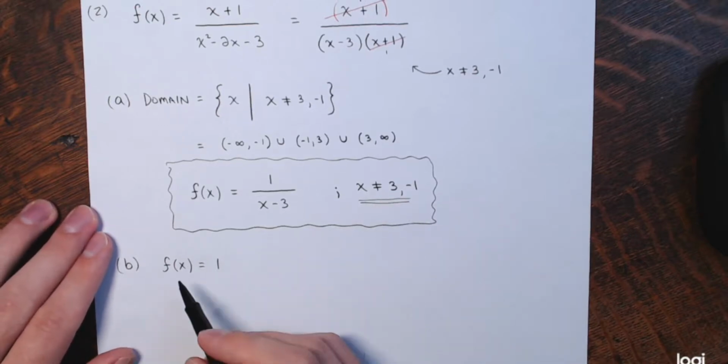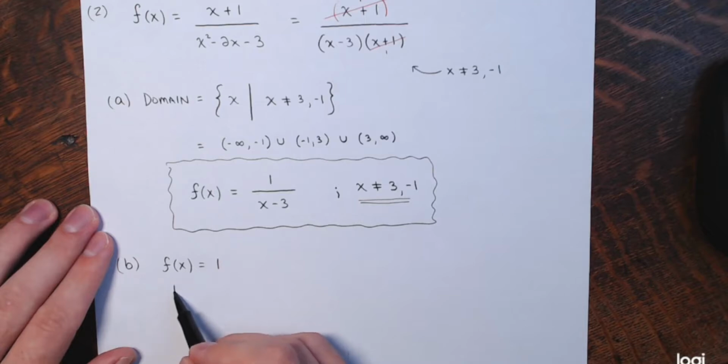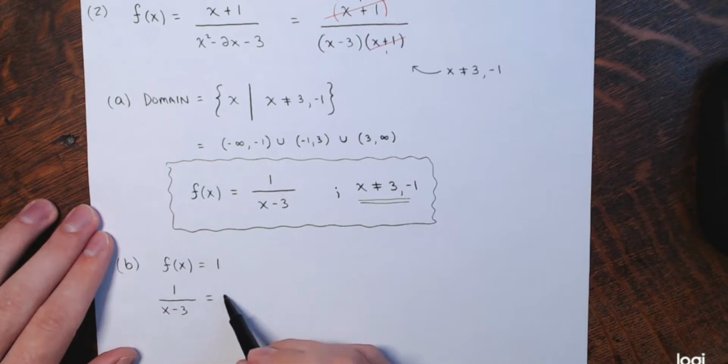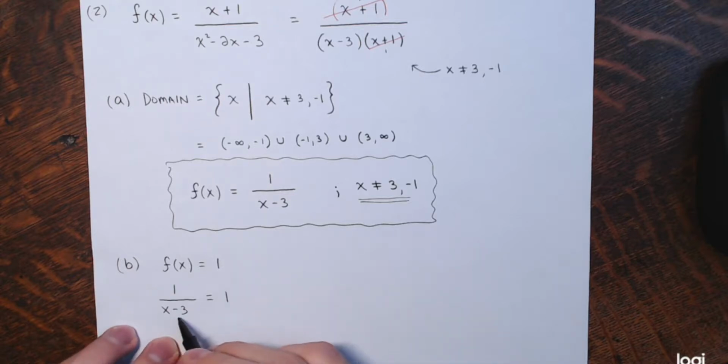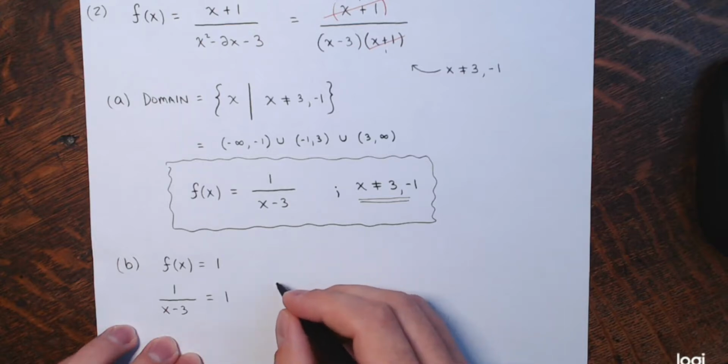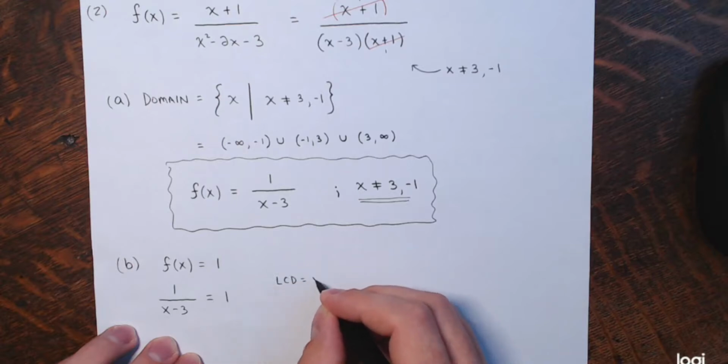Right? So f of x is 1 over x minus 3, and I want this to be equal to 1. I'm trying to figure out when that's equal to 1. Now it's probably obvious that when x is 4, this is working. But remember, the denominator is totally factored, it's just x minus 3. And then the LCD is obviously just x minus 3 here.